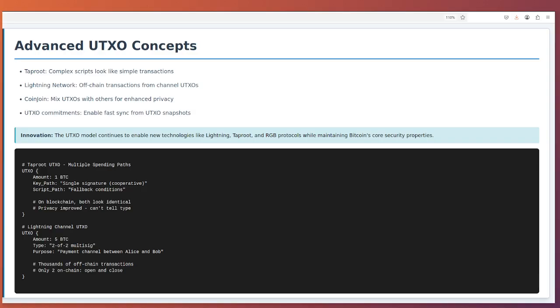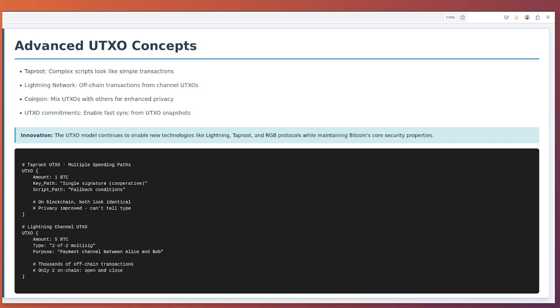UTXO commitments are a proposed enhancement where the UTXO set is periodically committed to the blockchain through a hash. This would enable assumable-valid UTXO set bootstrapping. New nodes could start from a recent UTXO set snapshot rather than validating from Genesis. This would dramatically speed up initial node sync while maintaining security through hash commitments.